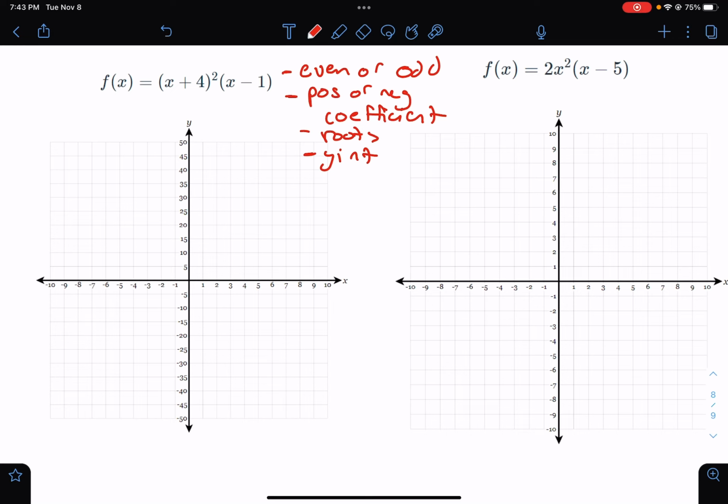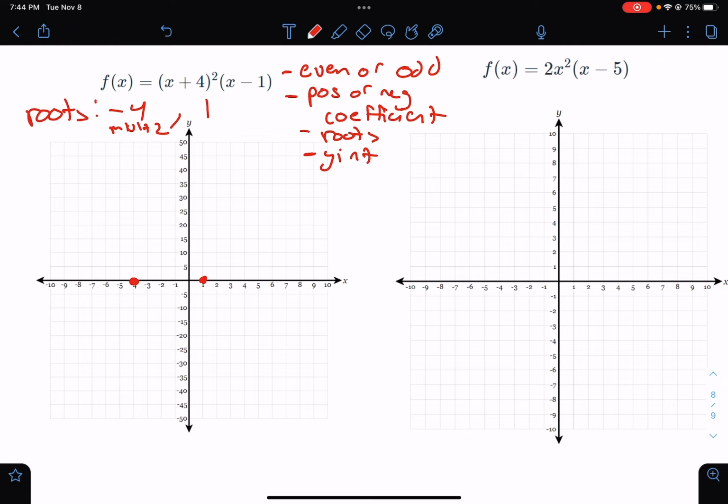So if we look here, we've got a root at -4 with a multiplicity of 2. So we know it's going to bounce there. All right. And we also have a root at 1. So let's go mark that. We're going to mark -4 and we're going to mark 1.